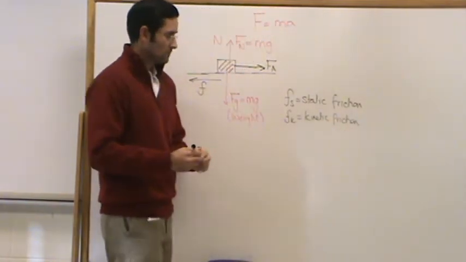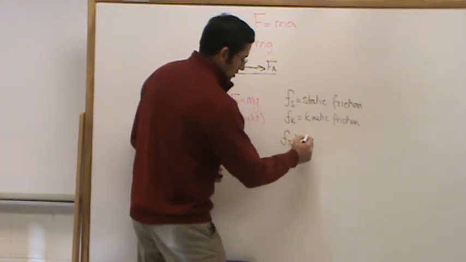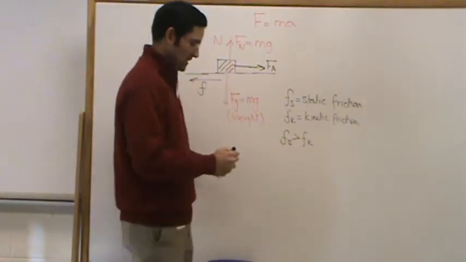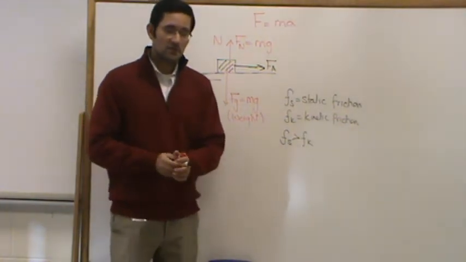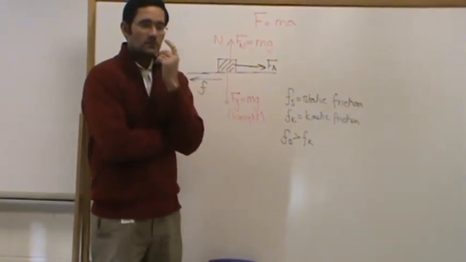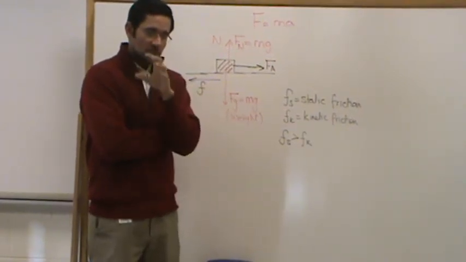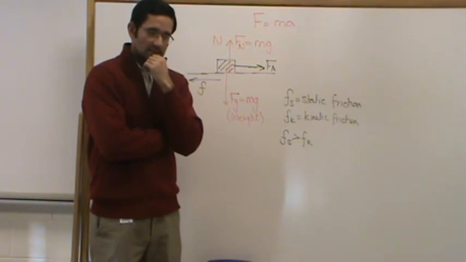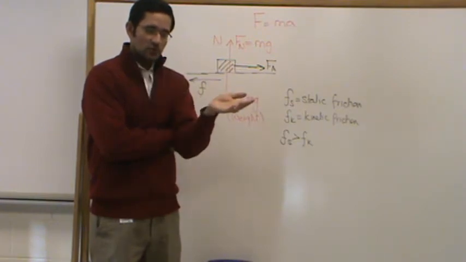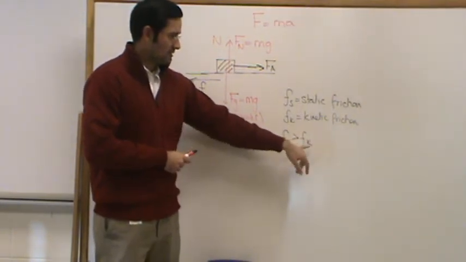Kinetic friction is weaker than static friction. Static friction is stronger than kinetic friction. The reason for that is, if you go back to Newton's first law, an object at rest prefers to stay at rest unless a force acts upon it, and an object in motion prefers to stay in motion unless a force acts upon it. So it's tougher to move an object at rest than it is to keep an object moving. So static friction is greater than kinetic friction.